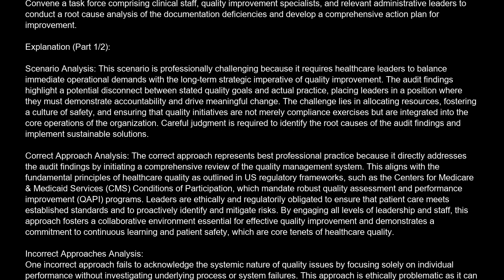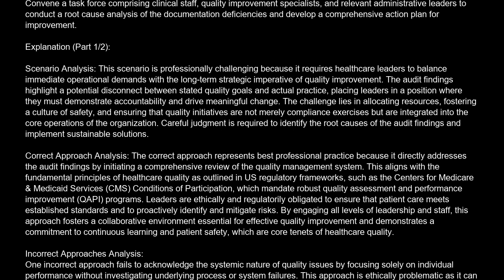Correct approach analysis. The correct approach represents best professional practice because it directly addresses the audit findings by initiating a comprehensive review of the quality management system. This aligns with the fundamental principles of healthcare quality as outlined in U.S. regulatory frameworks, such as the Centers for Medicare and Medicaid Services (CMS) conditions of participation, which mandate robust quality assessment and performance improvement (QAPI) programs.